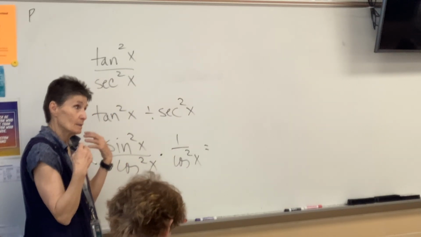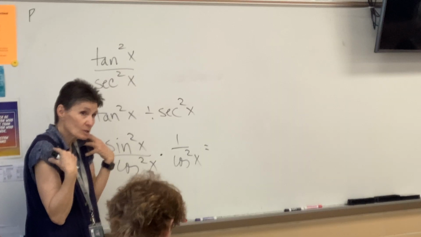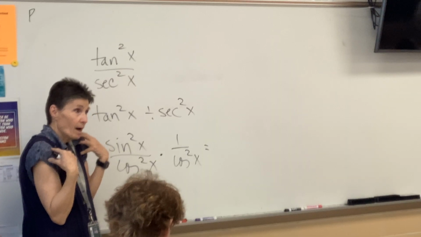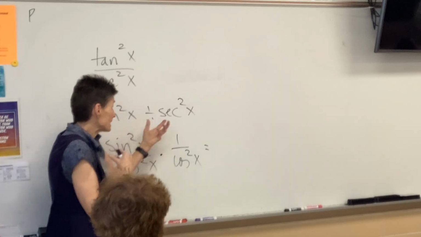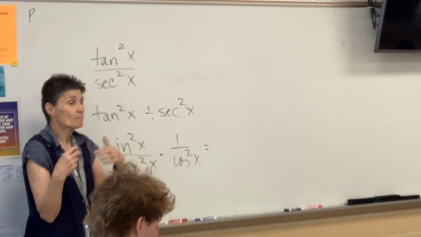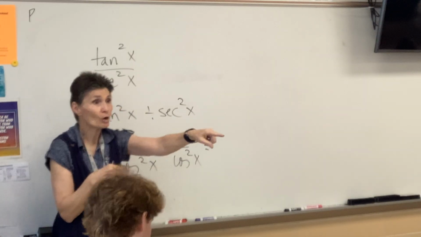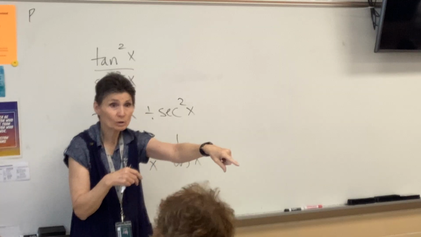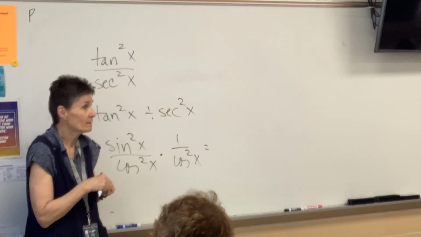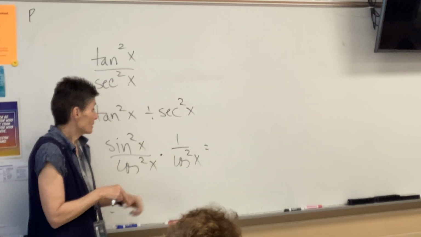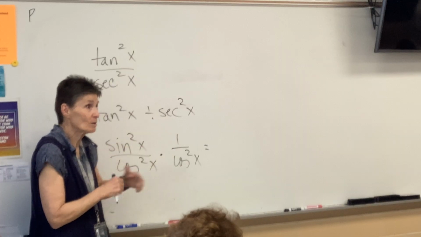Now, I just scolded a student this morning. I'm not going to keep telling you that secant is 1 over cosine. That's supposed to be memorized, but if it's not, put it on your sheet. Right? Put it on your sheet. Secant is 1 divided by cosine. So secant squared is 1 divided by cosine squared.